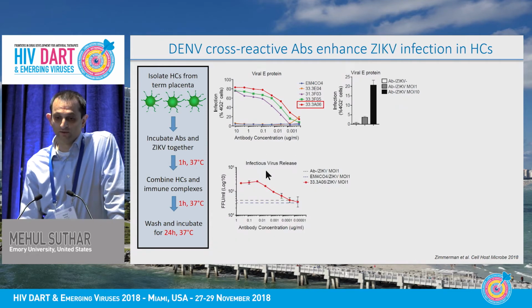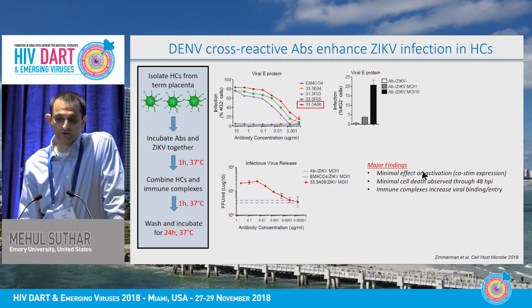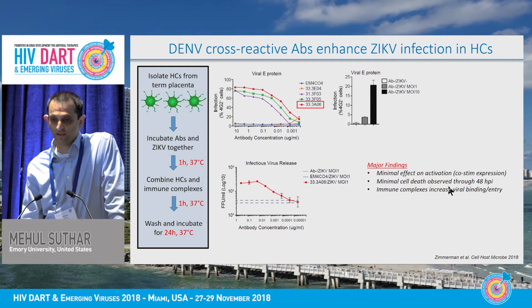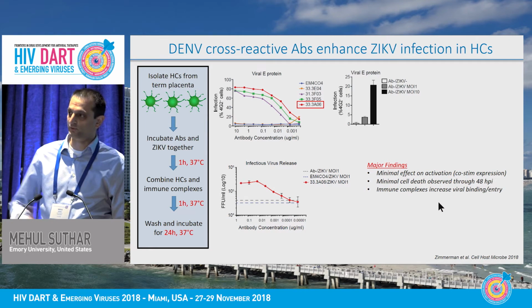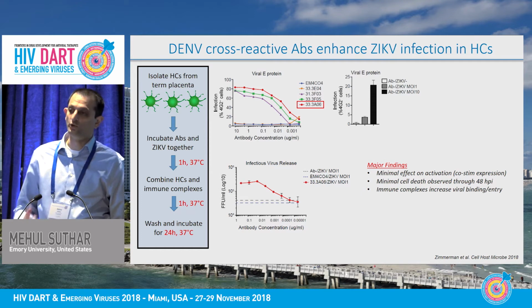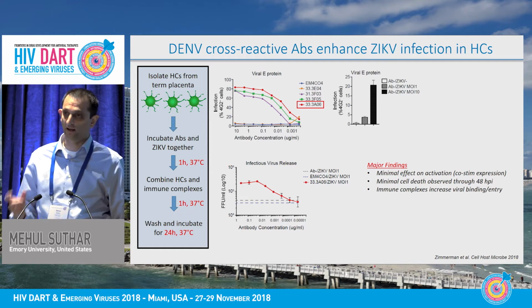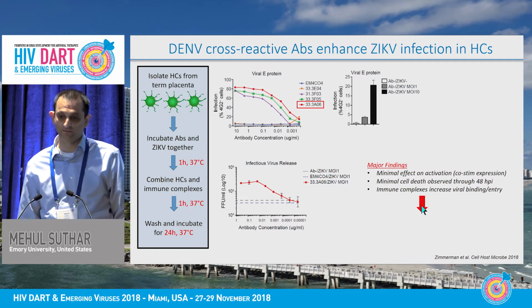We also show that we can get infectious virus release from these cells as well. We've also gone on to do a number of different studies, and this work has recently been published. We show that there's minimal effects on activation. We see minimal effects on cell death 48 hours post-infection. And most importantly, similar to what other people have shown, is that these immune complexes do increase the amount of viral binding and entry to these Hofbauer cells.